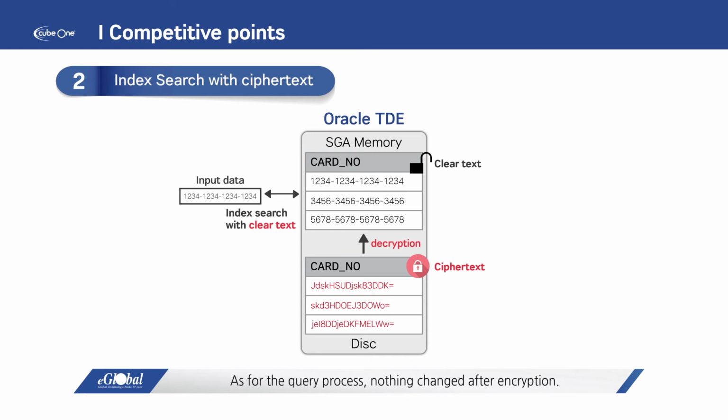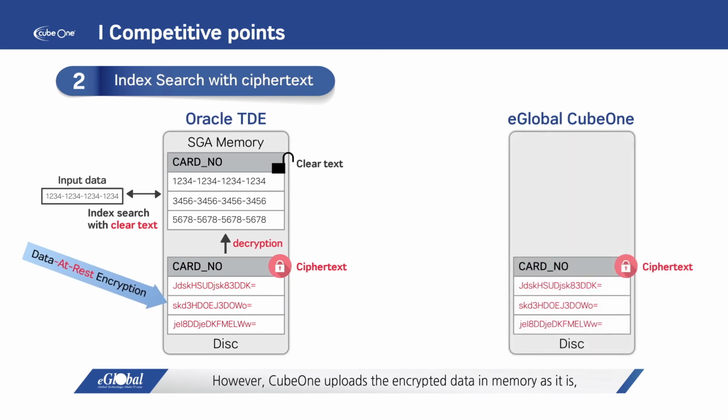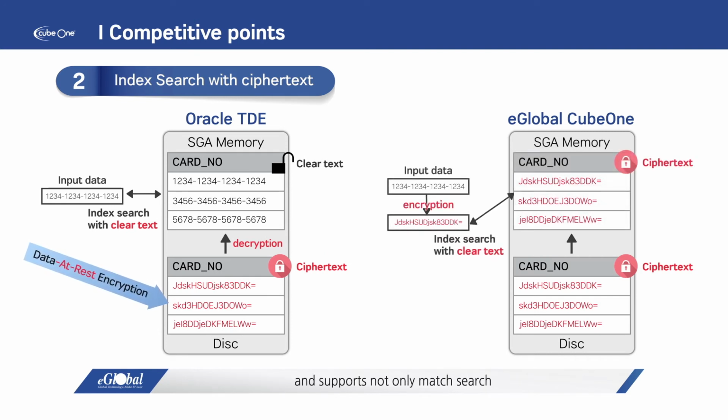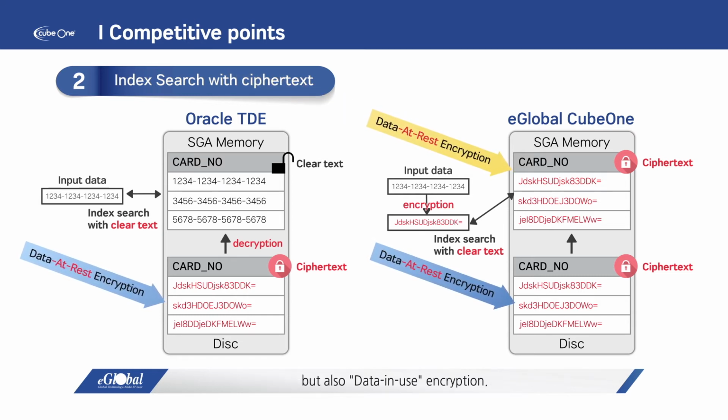As for the query process, nothing changed after encryption. Only data stored on the disk is encrypted. Other data is exposed in plain text. However, Cube One uploads the encrypted data in memory as it is and supports not only match search but also range search using encrypted data. In other words, Cube One fully supports not only data at rest but also data in use encryption.